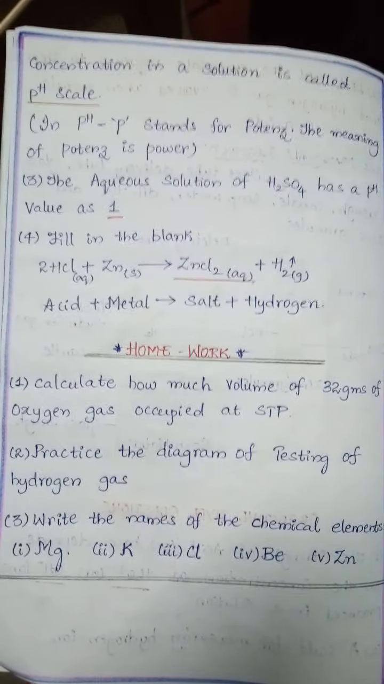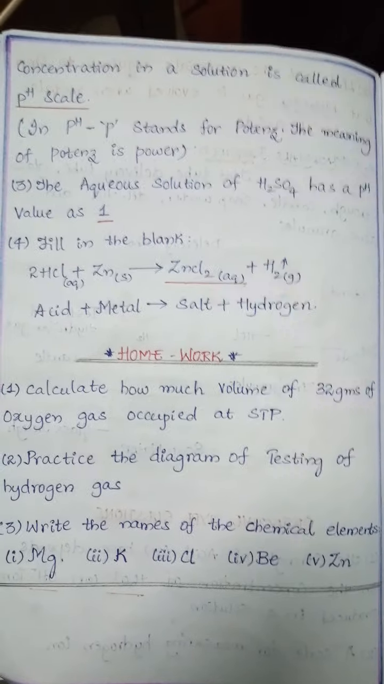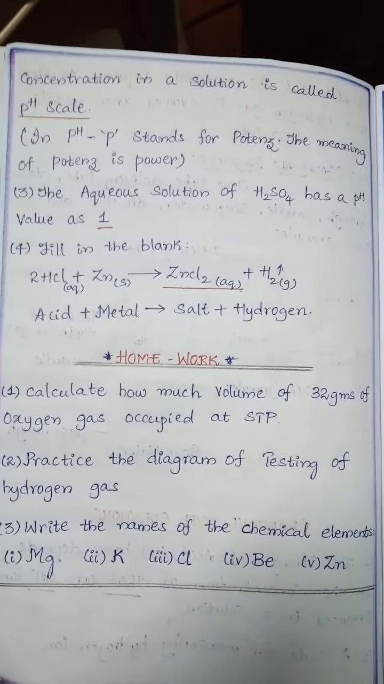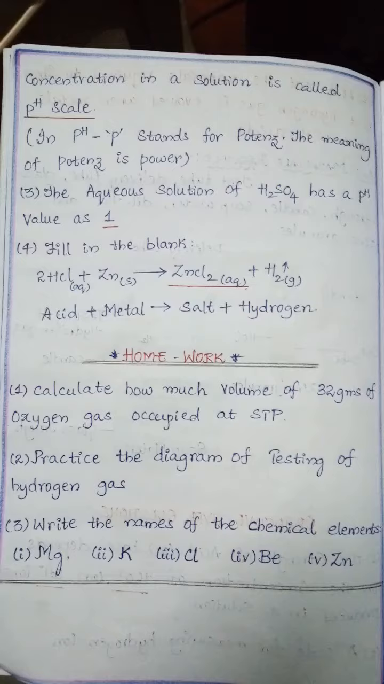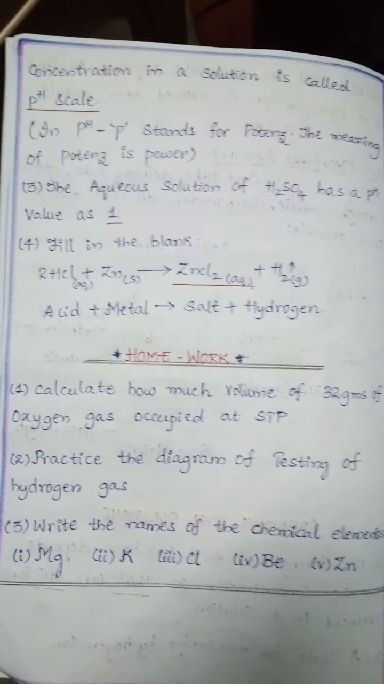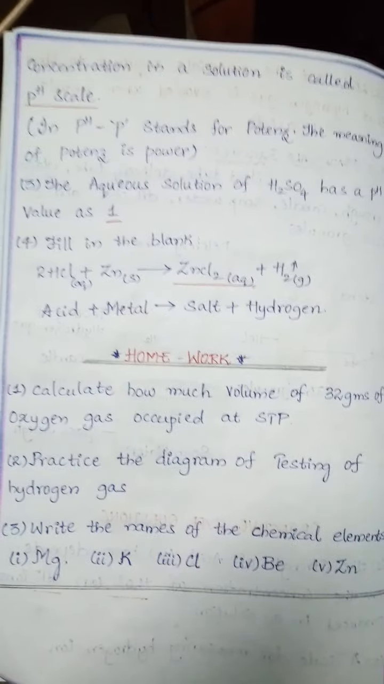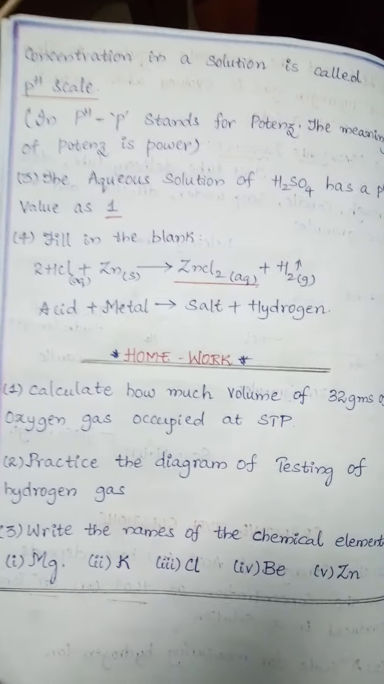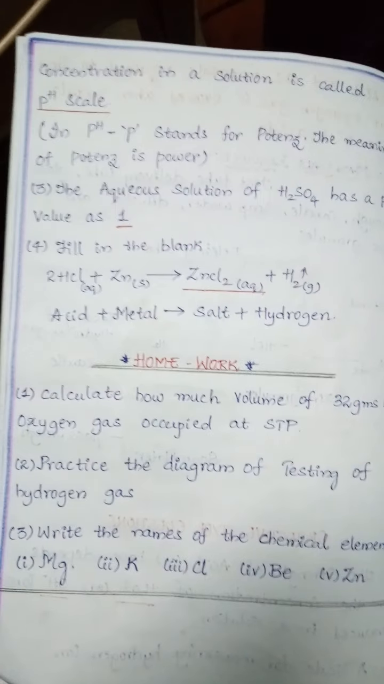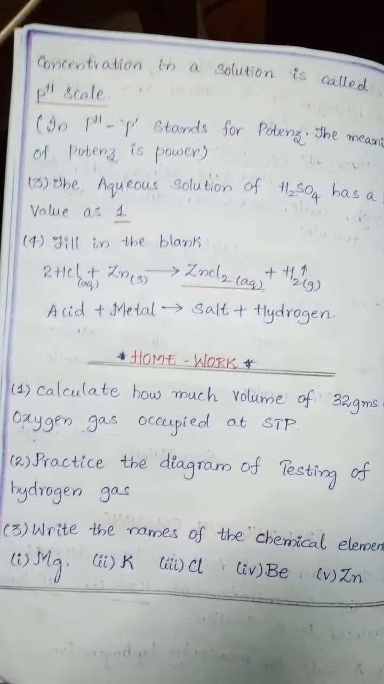Now students, move on to the third and the last question of homework. Write the names of the chemical elements. First one is Mg. Write down its chemical name, students. Second one is K. K stands for what? Third one is Cl. Fourth is Be. And the fifth bit is the last bit, students. That is Zn. Write down its chemical name. Now students, whatever I have taken in the class, just note down in your notes. Practice the problem, practice the diagram, and even practice the chemical equations, students.